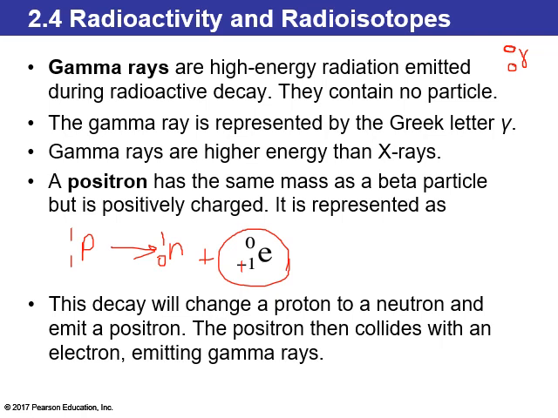So this is balanced. You can see that the sum of the mass numbers on the left is 1. The sum of the mass numbers on the right, we have 1 plus 0. That's equal to 1. And then the sum of the atomic numbers on the left is 1, and the sum of the atomic numbers on the right is 1 plus 0 is 1. So we're balanced. So proton can break down into a neutron by giving off a positron. So that would be positron radiation.